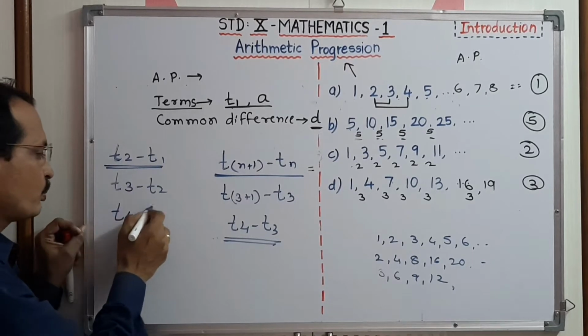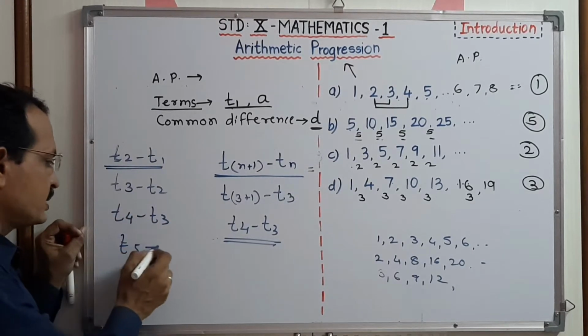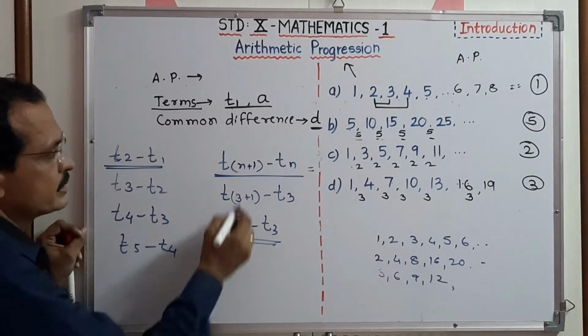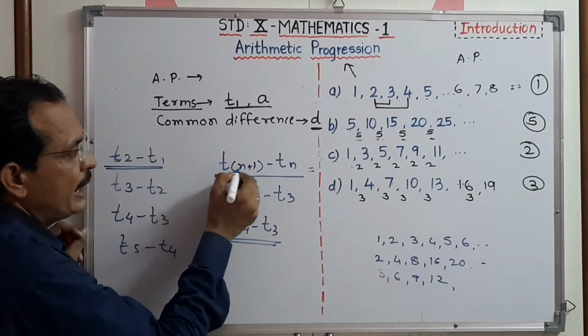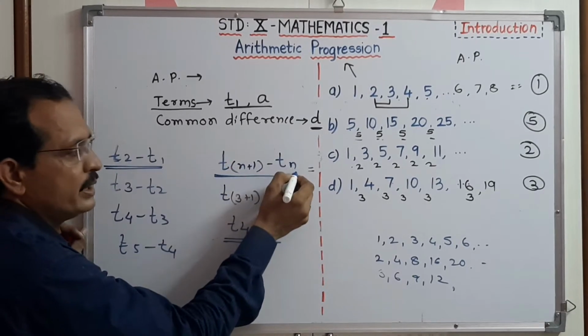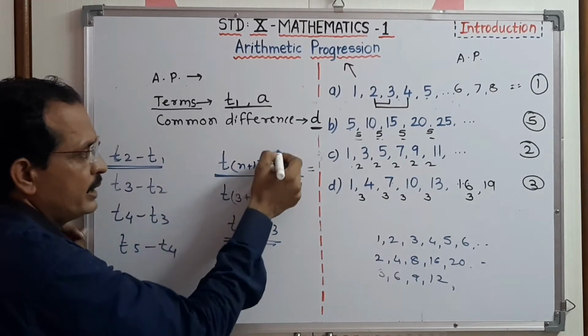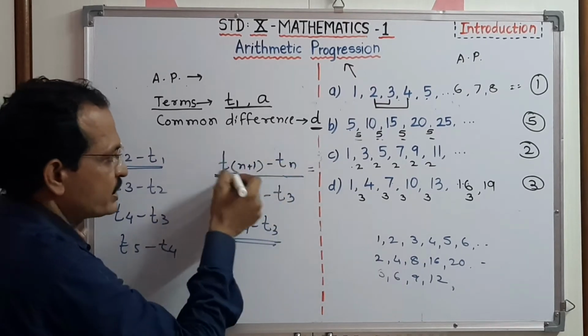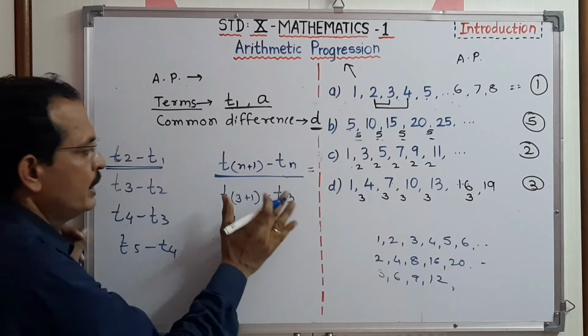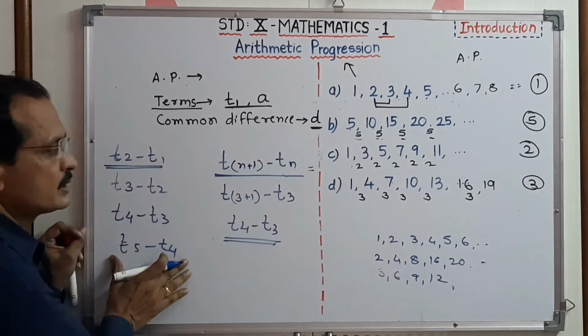We have T4 minus T3, T5 minus T4, like this. In the book it is given Tn plus 1 term minus Tn term. This is the next term and this is the previous term. From the next term we have to subtract the previous term. This and this are the same thing.